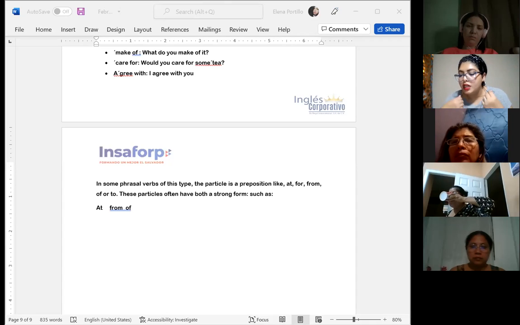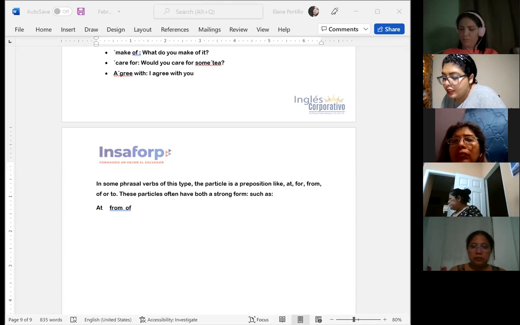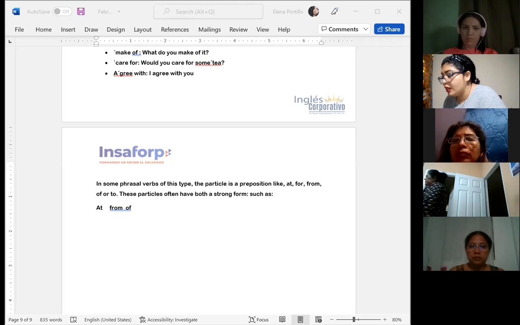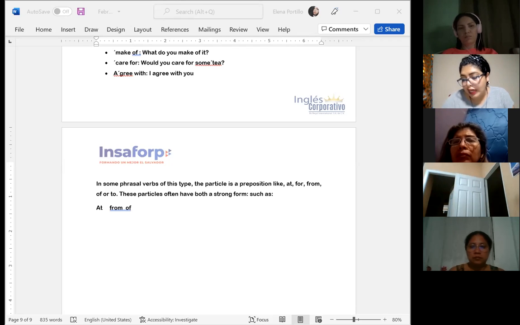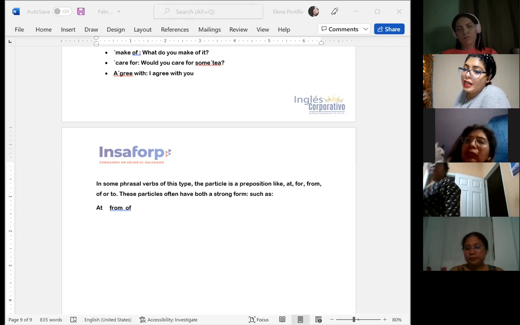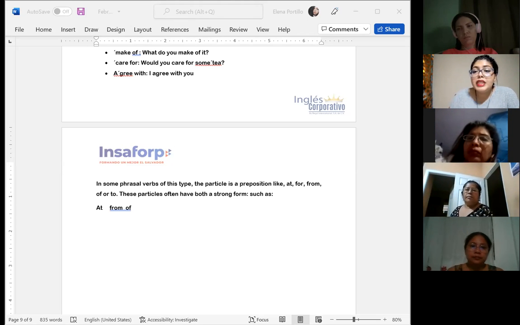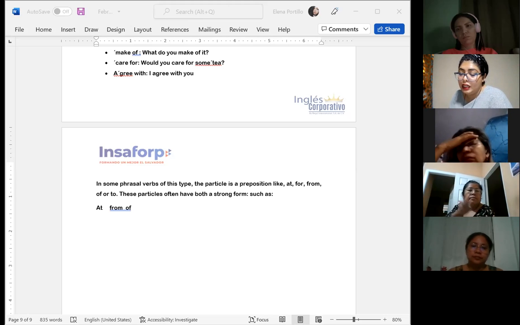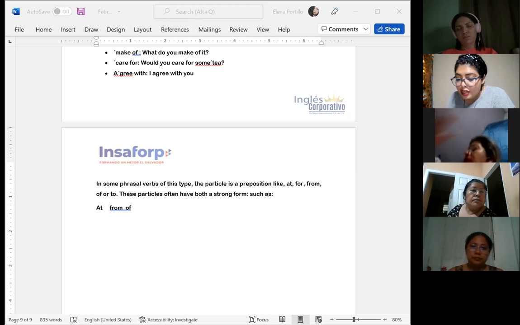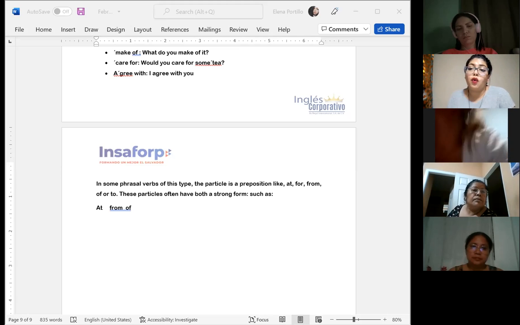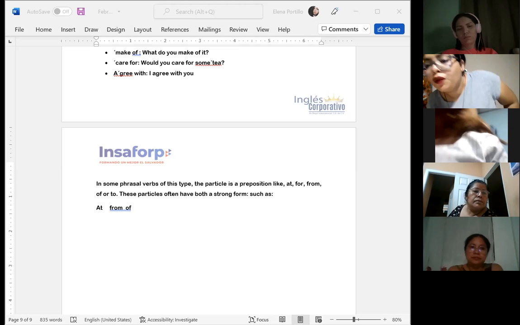So it is usually the weak form that is used in phrasal verbs with one stress. However, if the particle comes at the end of the phrase, the strong form will be used. The verb is still stressed. It says, if we have a phrasal verb with one stress, these phrasal verbs have the preposition, and in this case, we have the weak form because we have a stress before.